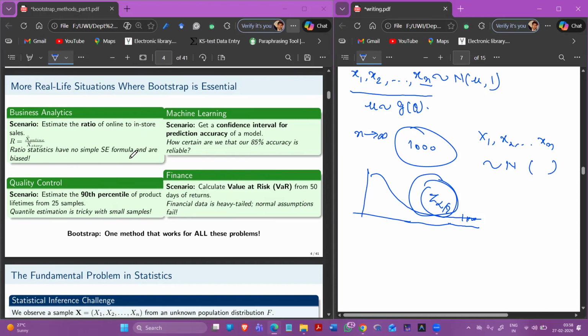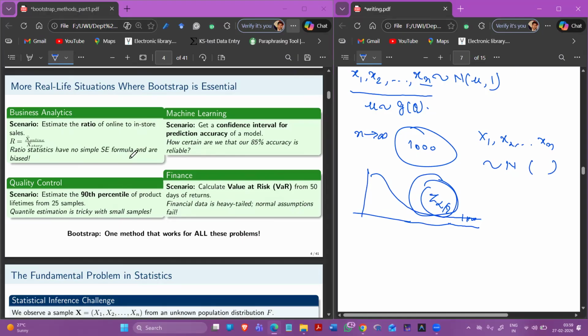The second one is quality control. Estimate the 90th percentile of the product lifetime from 25 samples. Quantile estimation is tricky with small samples, so you cannot directly estimate the quantile. With MLE you can estimate the mean and variance, but how will you calculate the quantile? Do you have any formula for that? Have you studied any formula for quantile estimation? I don't think so, right?